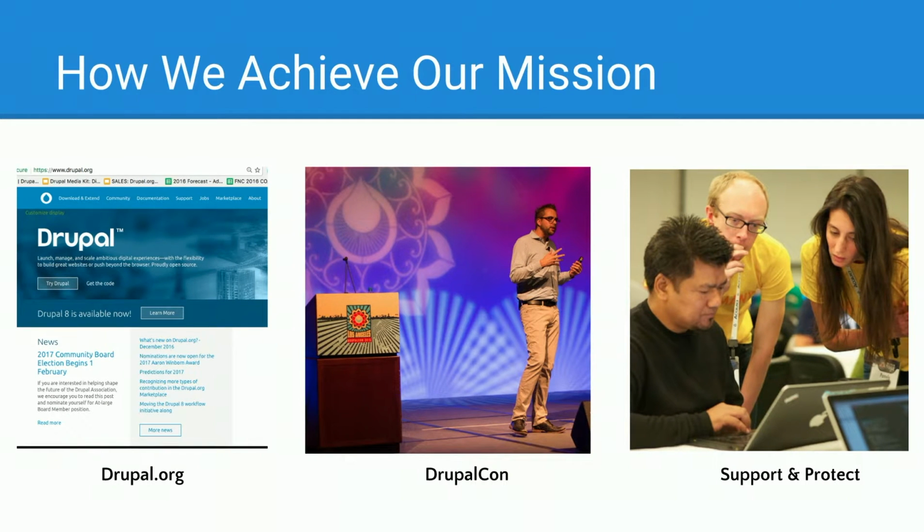And there are 3 ways, and Mike mentioned this before, but there's 3 ways in particular that we achieve our mission. The first one is on Drupal.org. So we maintain the home of the project. There's DrupalCon, which is the largest Drupal event that brings people together from many regions. And then there's the different programs that help us support and protect the community.